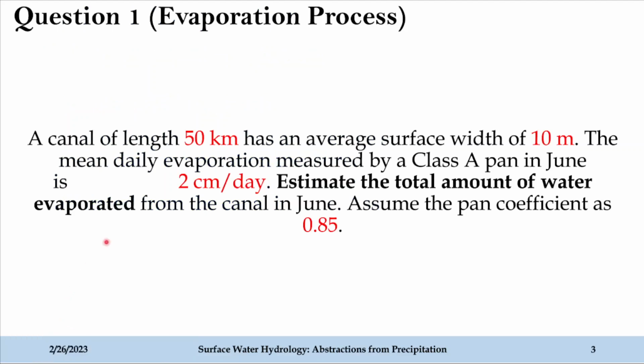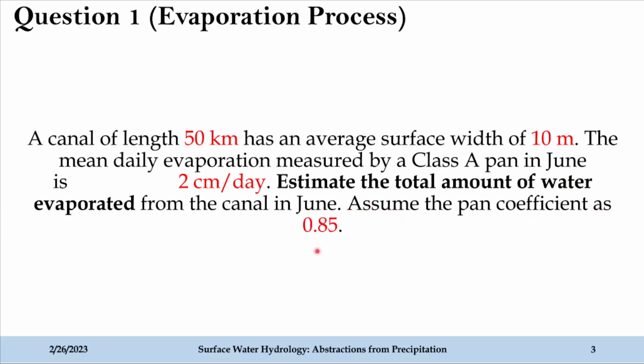Here is the problem. A canal of length 50 km has an average surface width of 10 meter. The mean daily evaporation measured by class A pan in June is 2 cm per day. Estimate the total amount of water evaporated from the canal in June. Assume the pan coefficient as 0.85.